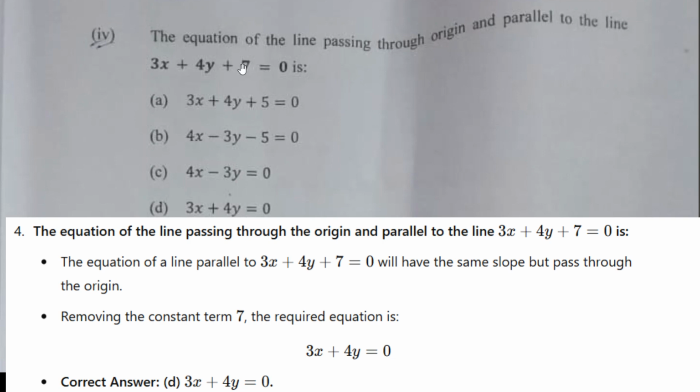Now this line is parallel to the required line. Two lines are parallel, so slopes are equal. Slopes are equal means this is 3x plus 4y, this is also 3x plus 4y, and there will be no constant part. So answer is D. Y equal to mx plus c. M is your slope. Both slopes are equal, and there will be no c part, constant part. C is y-intercept.